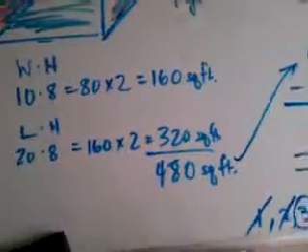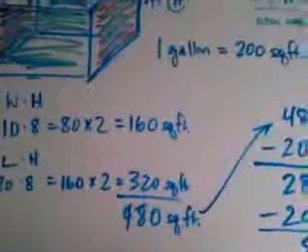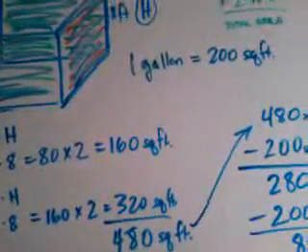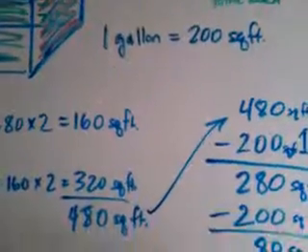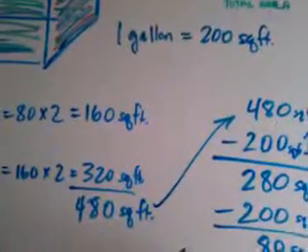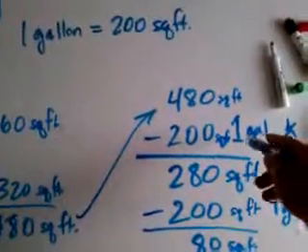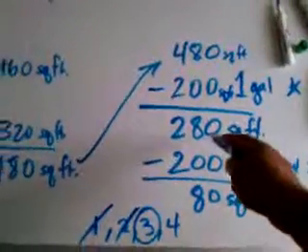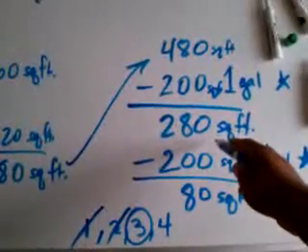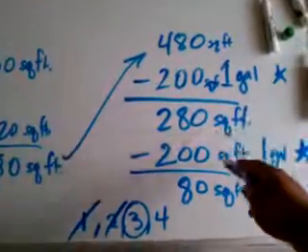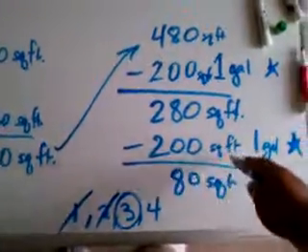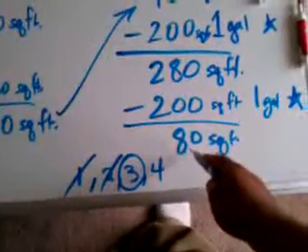Now, we know that we're going to Lowe's or Home Depot to purchase some paint, and we know that 1 gallon covers 200 square feet, but we have 480 square feet to cover. So I've deducted how much 1 gallon would cover, 200 square feet. Still leaves me 280 square feet left to paint. So if I bought another gallon that would cover 200, it would still leave me with 80 square feet to cover.